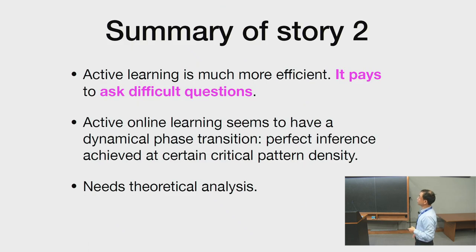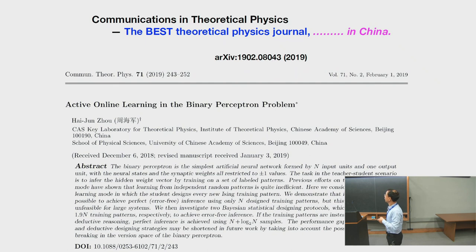OK, the summary of story two. Active learning is much more efficient. So it pays to ask difficult questions, but you have to design the questions. And also there seems to be a kind of dynamic phase transition in this online learning process. Again, there is no theory, so I stop here.